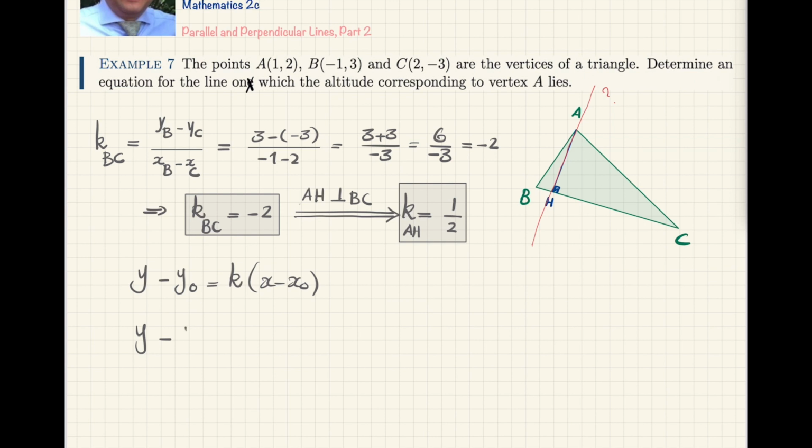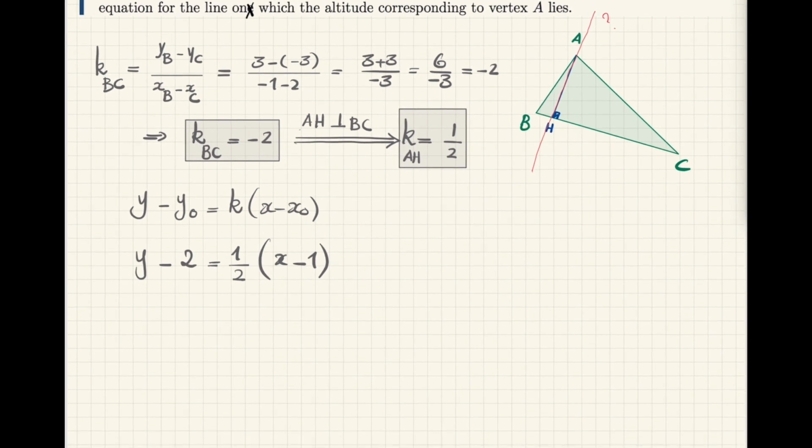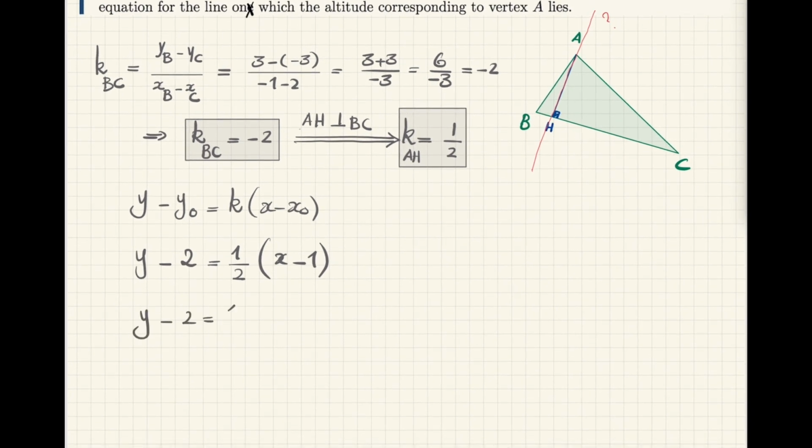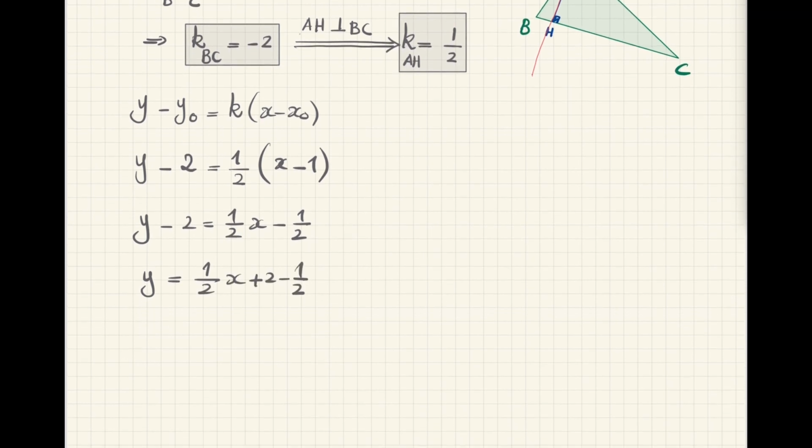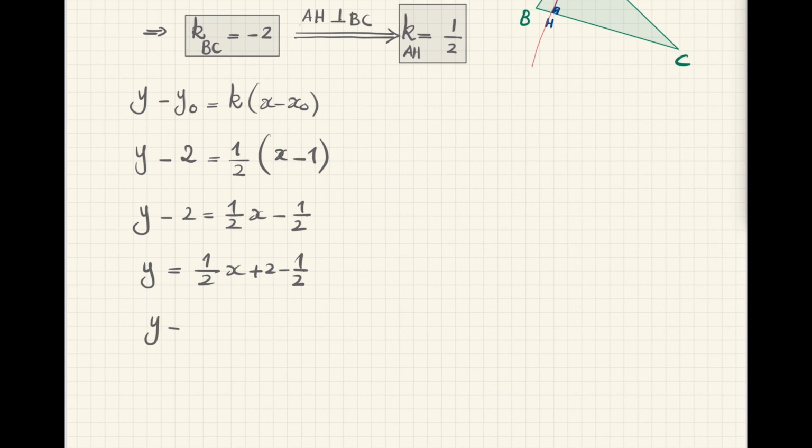So it becomes y minus 2 is equal to k value, which is 1 over 2, times x minus x node, which is 1. So then I have to simplify this. I multiply this by 1/2. Here you see this happens, and usually I move the minus 2 to the right. And then 2 minus 1/2 can be simplified a little bit more. So this becomes 1 over 2x plus 3 over 2. So the answer that you have to provide for this problem is y is equal to 1 over 2x plus 3 over 2.